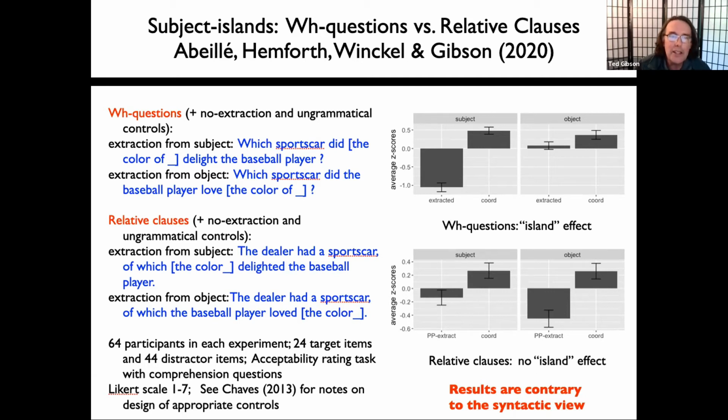These results run totally contrary to the syntactic view, right? Because the syntactic view says that the construction is irrelevant, and we see clearly this three-way interaction here. Whatever's going on here is totally different from what's going on here. In WH questions and relative clauses, the effects are categorically different.